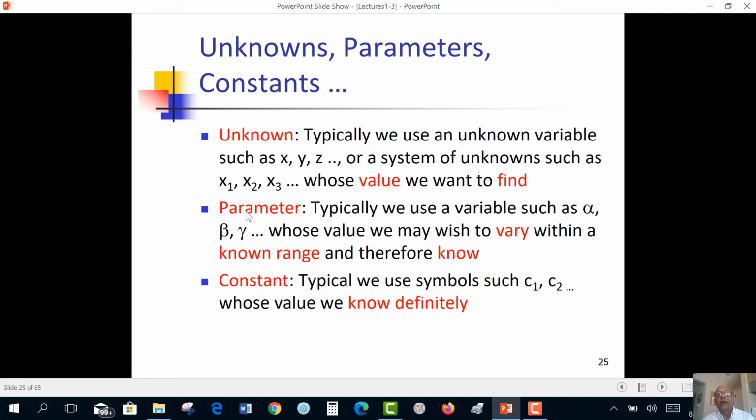Then there is something called a parameter. Often in our equations, we might have variables such as alpha, beta, gamma, whose value we don't want to find. We may just need to change it. We may need to vary it within a known range, but we know what the value should be or what we want it to be within this known range. And then, of course, in our equations, we may have constants. Typically, we use symbols such as C1, C2, whose value we know definitely, but we don't want to list those values just to clutter up those equations.